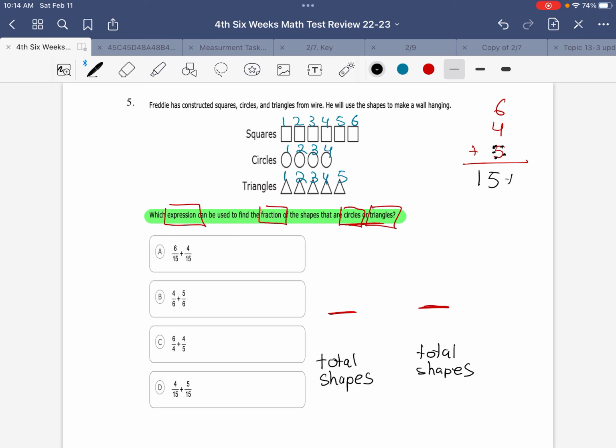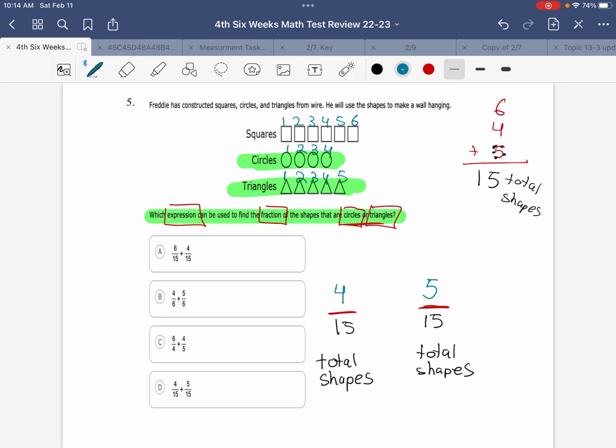This is my total shapes. Okay, so 15 here, 15 here. Now it's saying, what's the fraction of the shapes that are circles and triangles? So now I'm just going to look only at these. Okay. I know circles are 4, and I know triangles are 5.